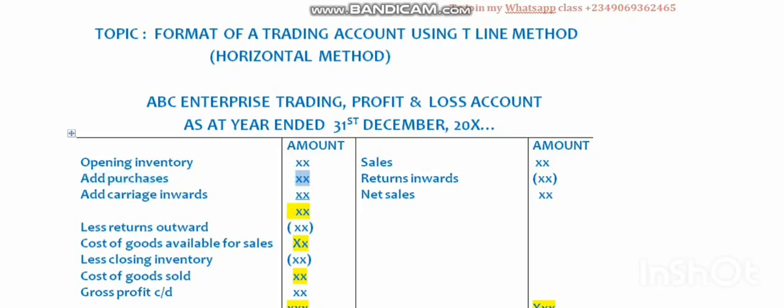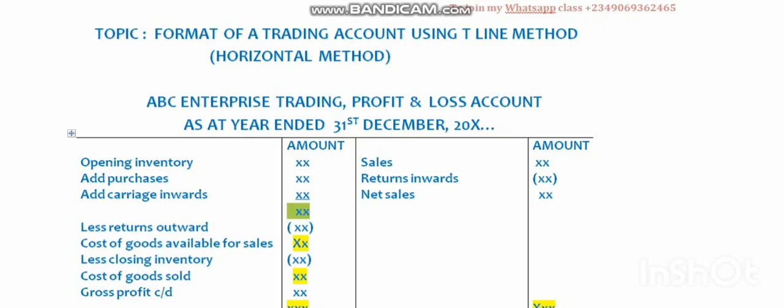Then the next one is carriage inwards. If there is an item like carriage inwards in the list, you bring it and add it together with the purchases. You add the three of them together, and then you calculate to arrive at this amount here. When you arrive at this amount, you check if there is anything like returns outwards.